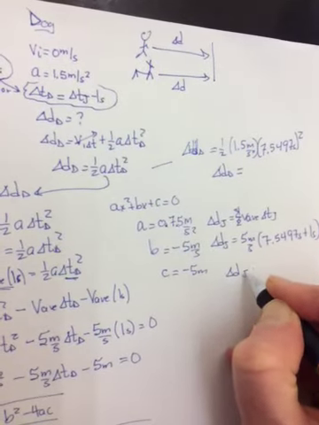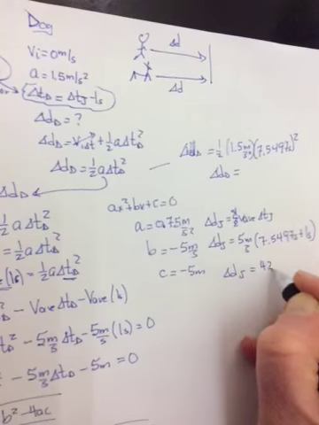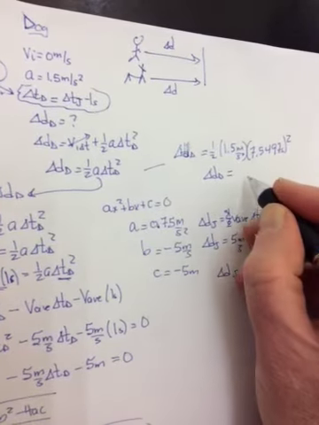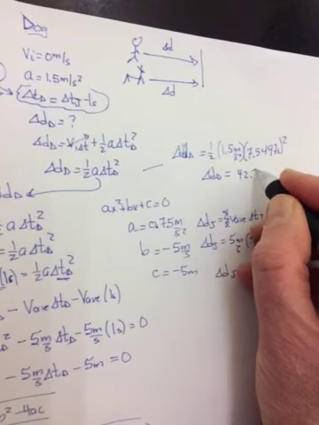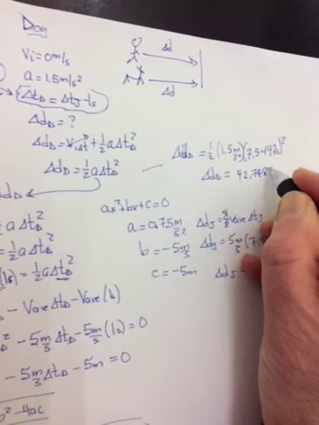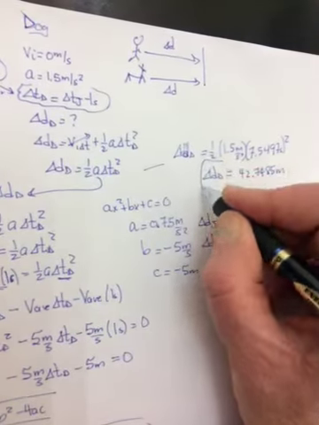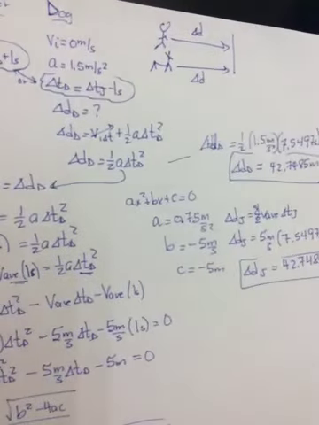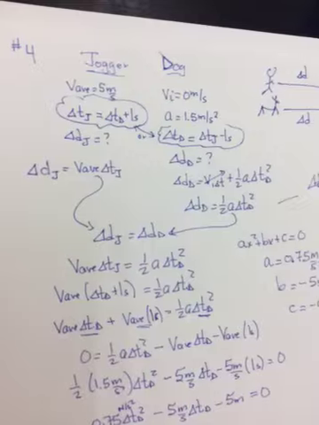Delta D of the jogger should end up being 42.7485 meters. Delta D of the dog should end up being 42.7485 meters. If you haven't rounded your times too much, they should be identical. Okay? So that is number 4.